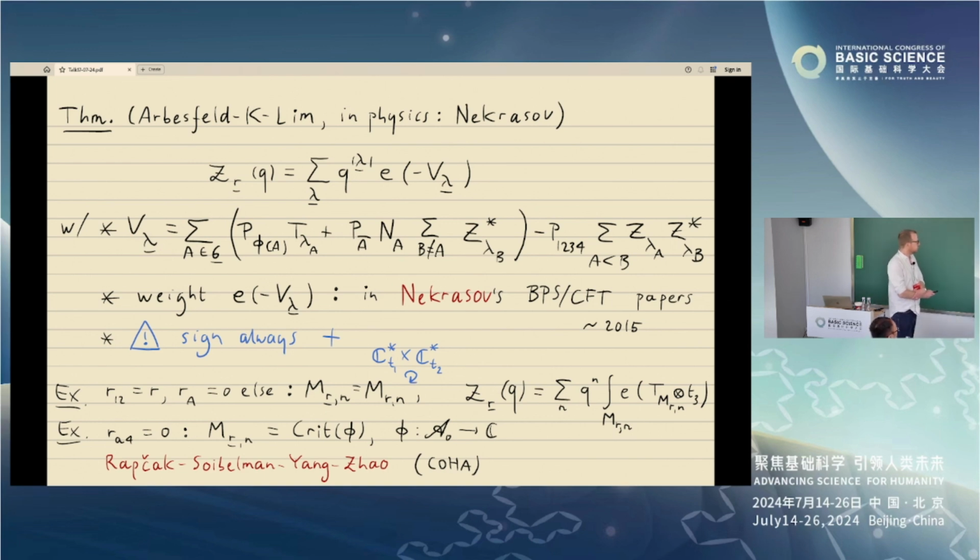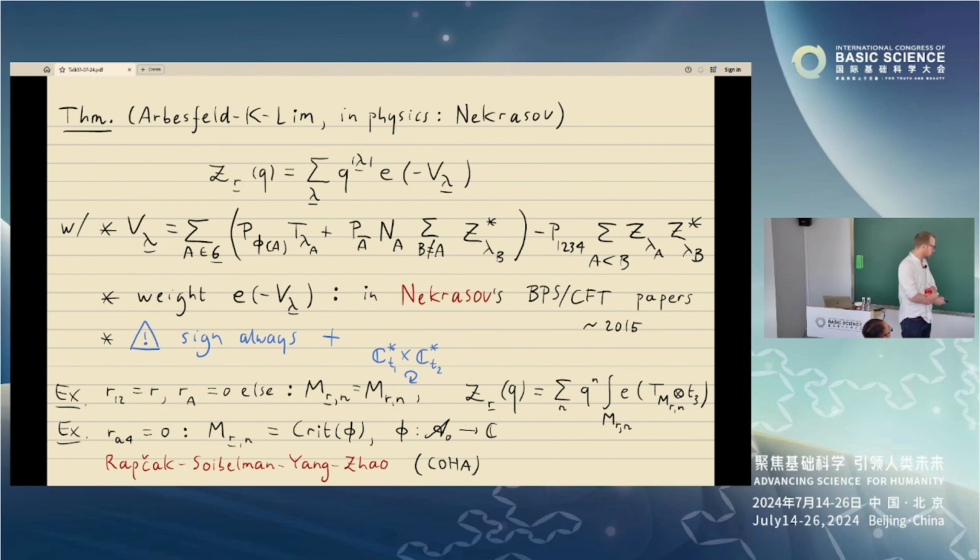And this allows you to recover several examples. You can make specializations of this ADHM quiver, this origami quiver. If you take R12 equal to R and all other RAs equal to 0, you just get the old ADHM moduli space, and you get the old Nekrasov partition function, but with an adjoint matter here. You should think of this as a sort of local Vafa-Witten partition function, singular 4 manifolds.